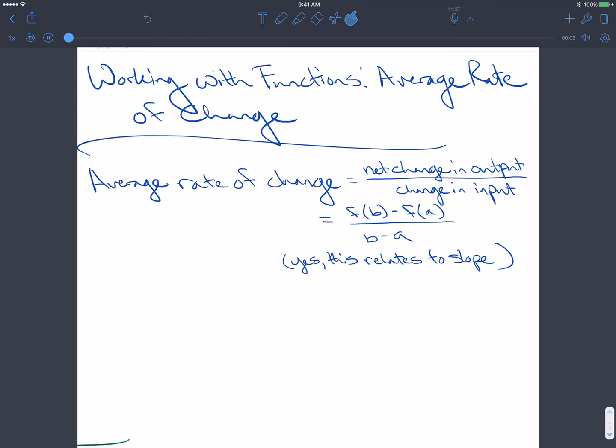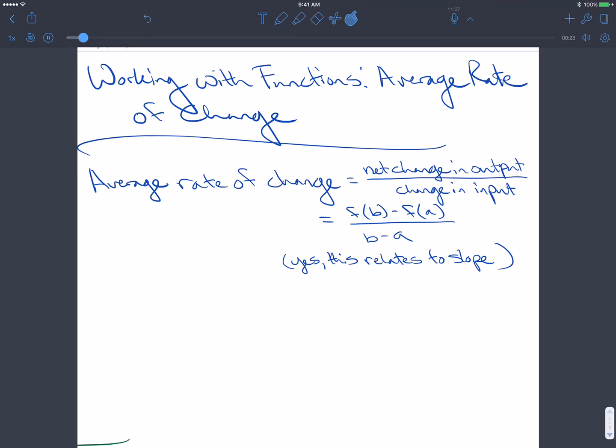2.1, Chapter 2. We are working with functions, average rate of change. So your average rate of change is going to be, effectively, you'll calculate the net change in an output that was f of b minus f of a, where b is bigger than a. And then you're going to divide that value by the change in the input.